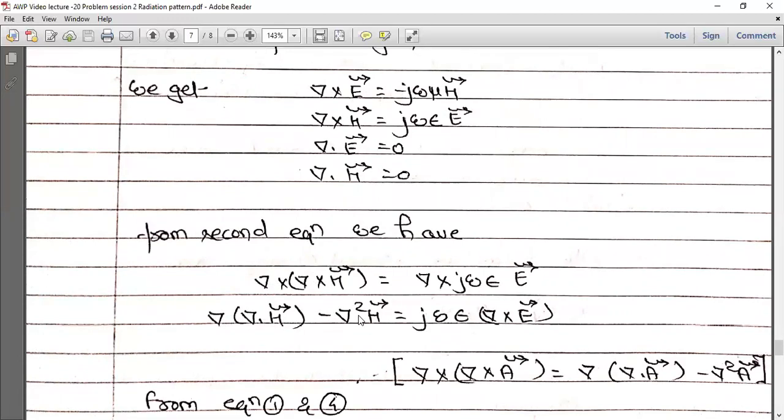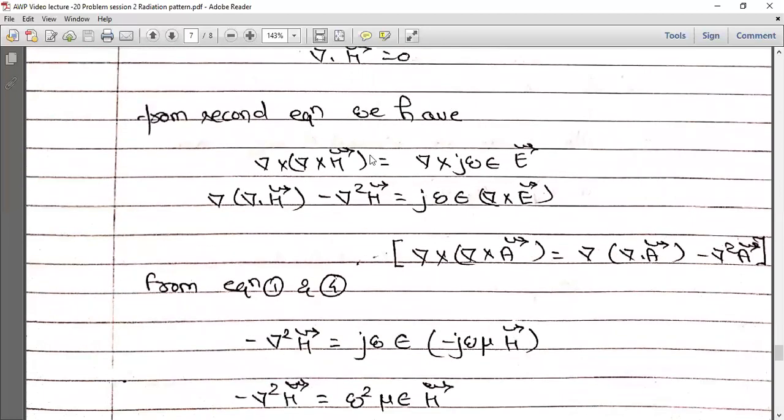Del square is equal to del 2 by del x square plus del 2 by del y square plus del 2 by del z square. Okay, so it's the Laplacian operator. And here we have del cross j omega epsilon E. Since j omega epsilon is constant, we take it outside and use only del cross E. From the first equation, we have del cross E equals minus j omega mu H.